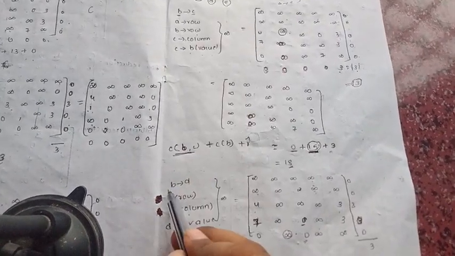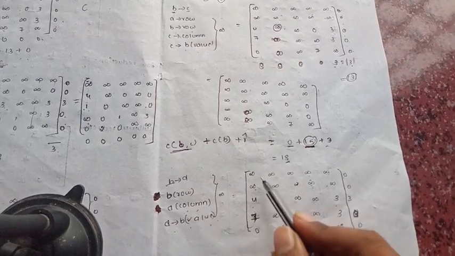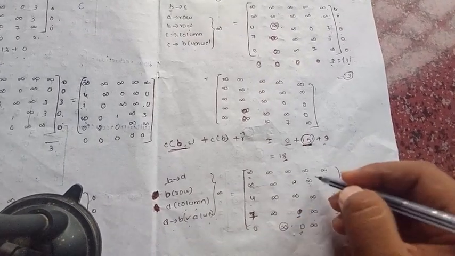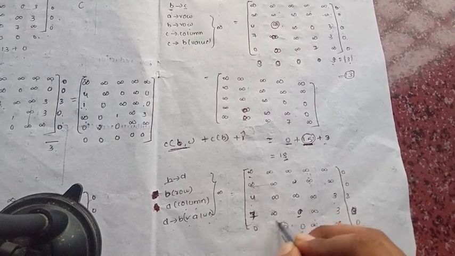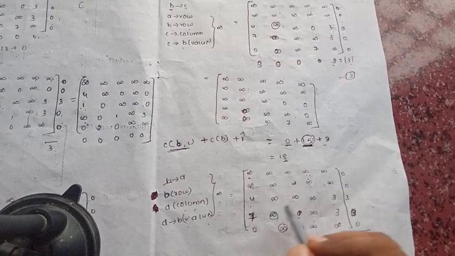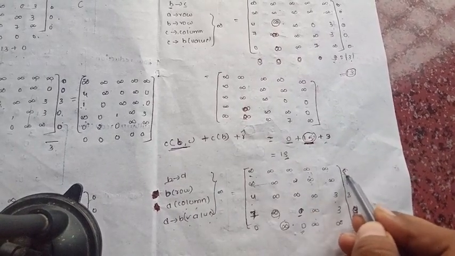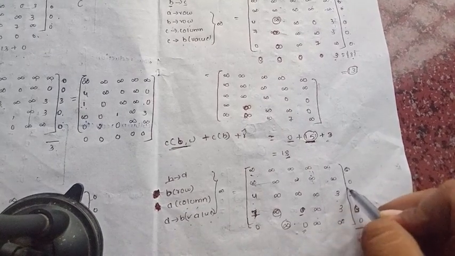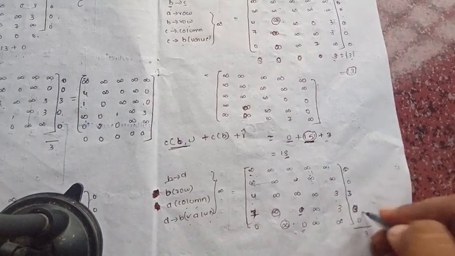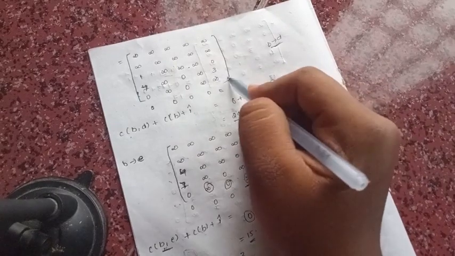After that we can move from B to D. That is B row, D column, and B to D value must be infinite. B row, D column, and D to B value must be infinite. The remaining values are the same. After that we can check for row reduction. Here the first and second row least elements are 0. For the third row the least element is 3. Fourth and fifth rows least elements are 0. After doing the row reduction, the matrix is to be like this.